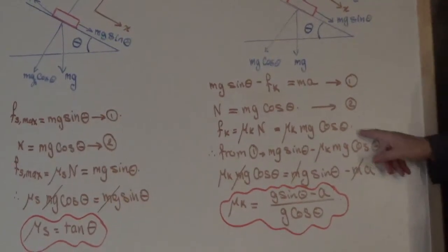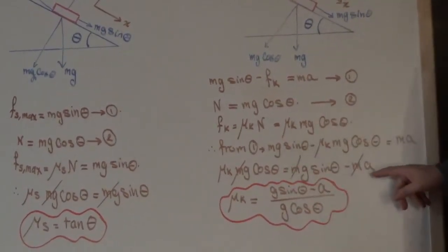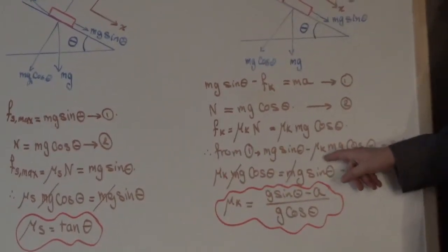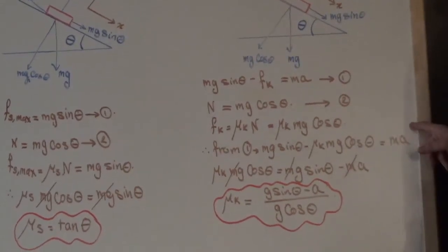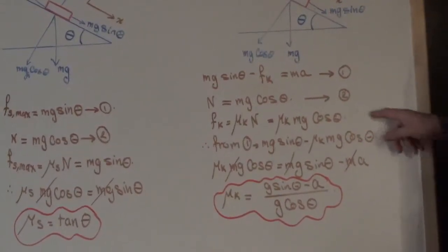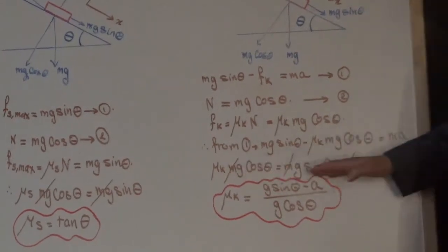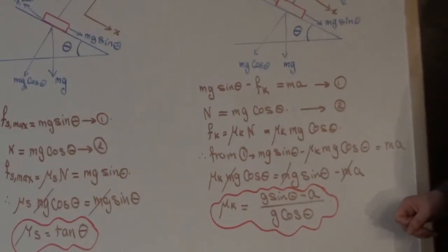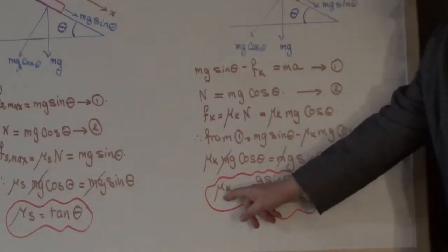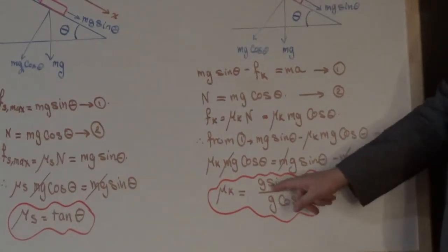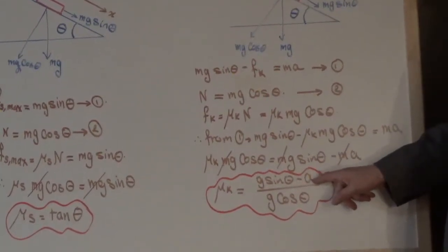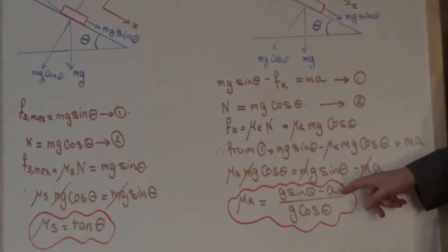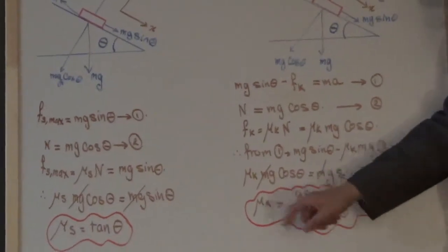Now you can cancel the mass on both sides, and you will end up with this equation that you can see. And also you can move mu k mg cosine theta to the right hand side and ma to the left hand side, so you will have this kind of equation. And also by cancelling the mass, you will notice that mu k, the coefficient of kinetic friction, is equal to g sine theta minus acceleration divided by g cosine theta. So this is a very important equation, and this equation can give me mu k.